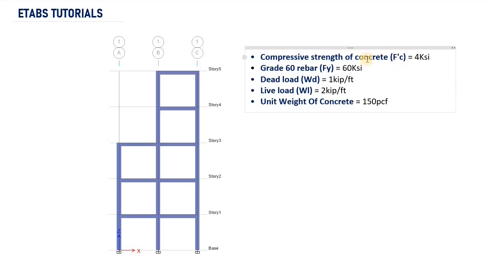So these are the properties. The compressive strength of the concrete, f'c, is 4 ksi, which is 4 kips per square inch. This is the compressive strength of the concrete we are going to use. Then the grade of the steel rebar is 60 ksi. Then the dead load, which is the dead load of the beams and the columns, is 1 kip per foot, and this is distributed uniformly. As you can see, 1 kip per foot. The live load is 2 kips per foot, and this is also distributed uniformly. Then the unit weight of the concrete is 150 pcf, which is 150 pounds per cubic foot.